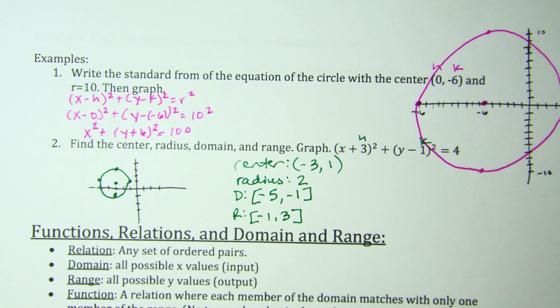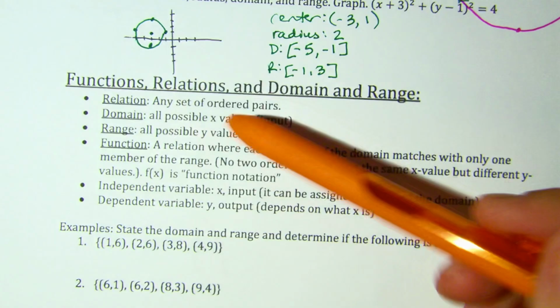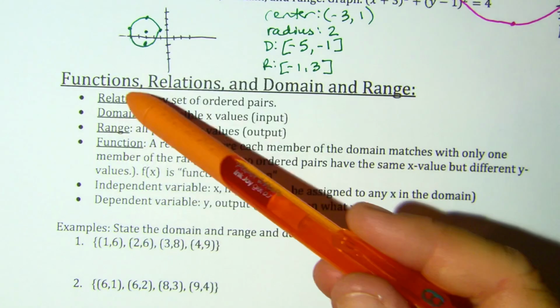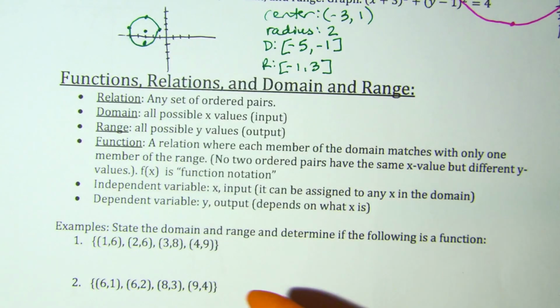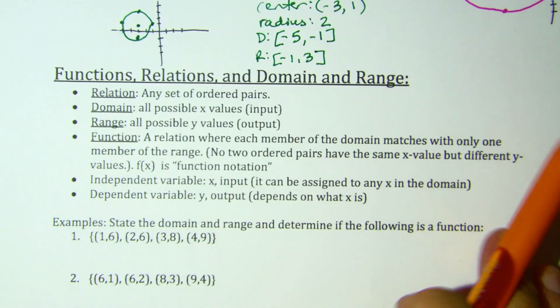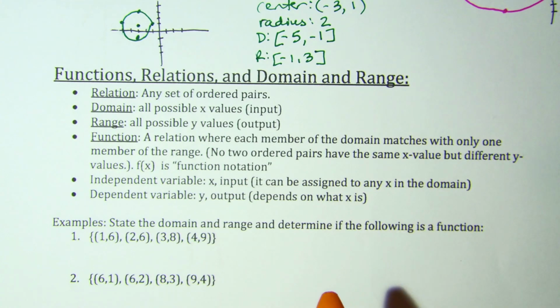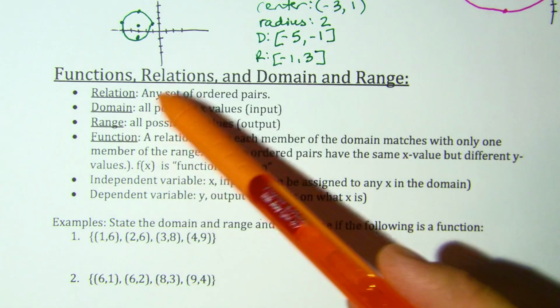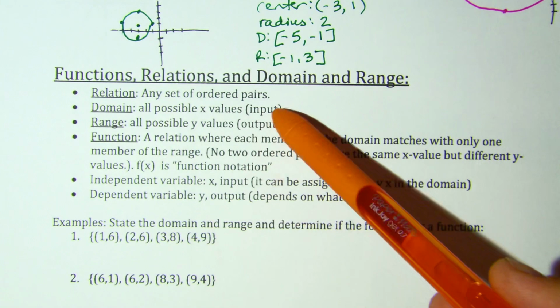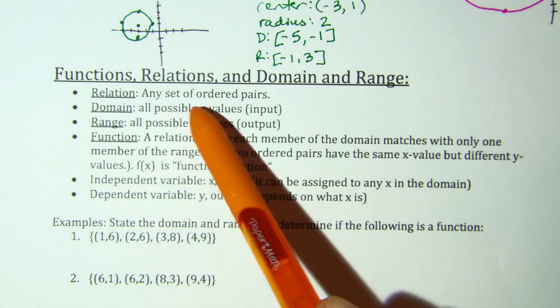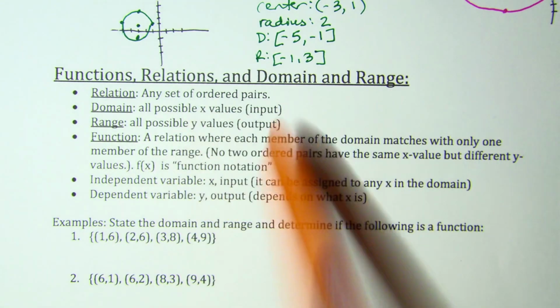Now we're going to talk about domain and range a little bit more in detail here. These next terms here are going over that. So a relation is any set of ordered pairs or equation or graph. It's any relationship between two variables. The domain is all of the possible x values, or our input. The range is all of our possible y values, the output.